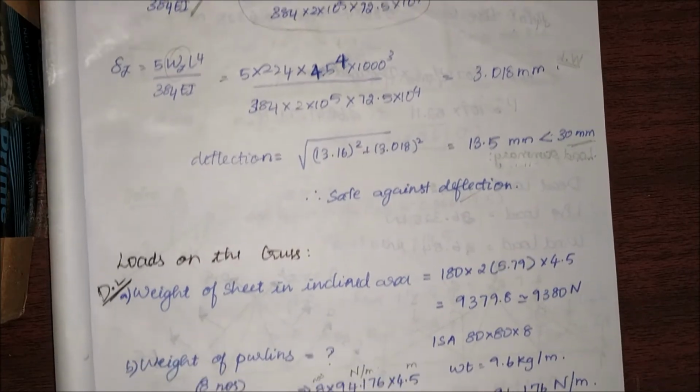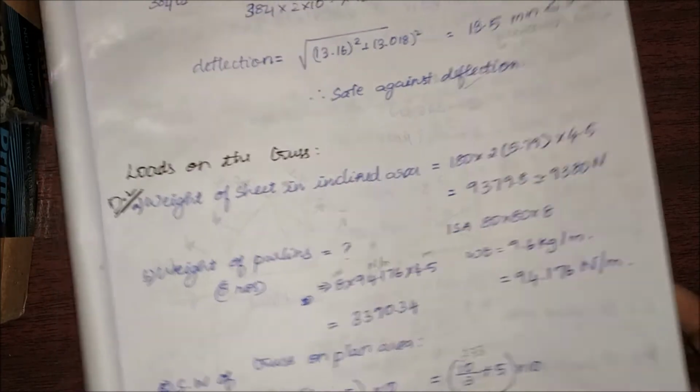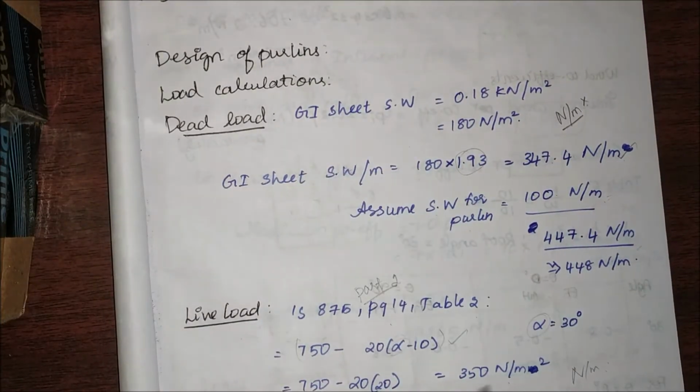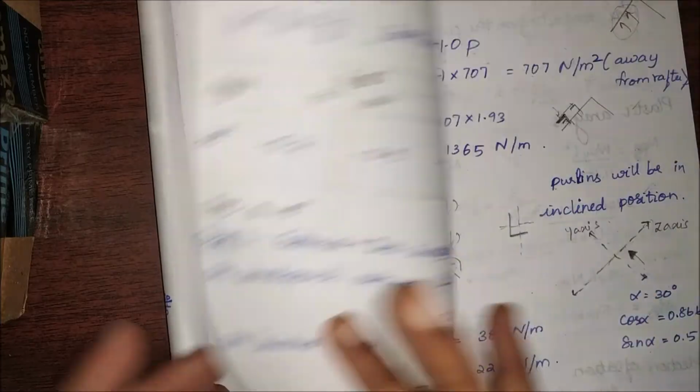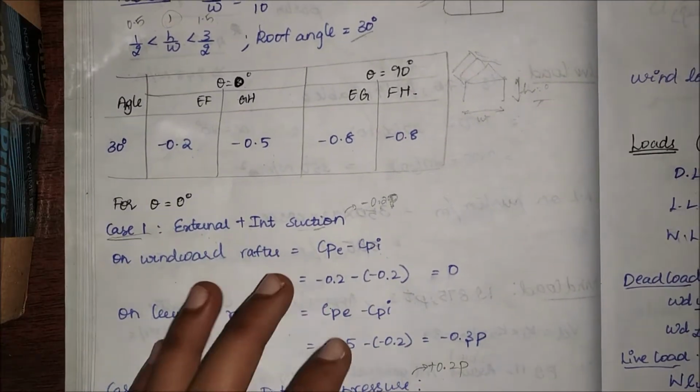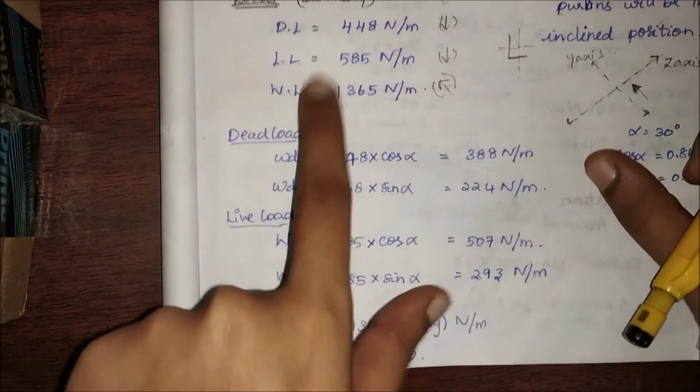So with this, we come to the end of the design of purlin. For the purlin, first we found all the loads acting on the purlin: the dead load, live load, and wind load. For the wind load we found many coefficients, the external and internal coefficients. Then we summarized all the loads.